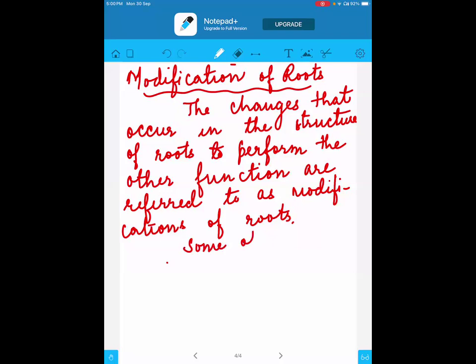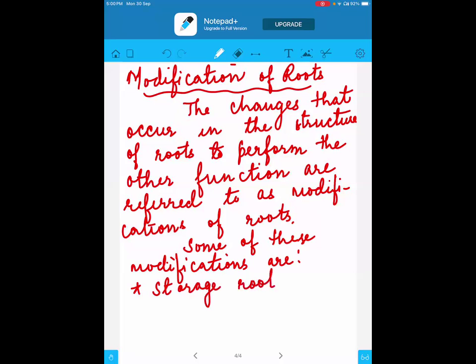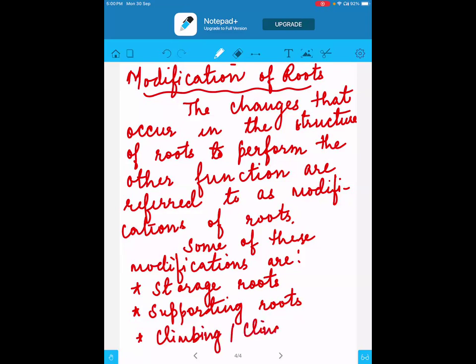And some of the modifications are storage roots, supporting roots, then climbing or clinging roots. So write this, and then we'll go to the storage root definition.